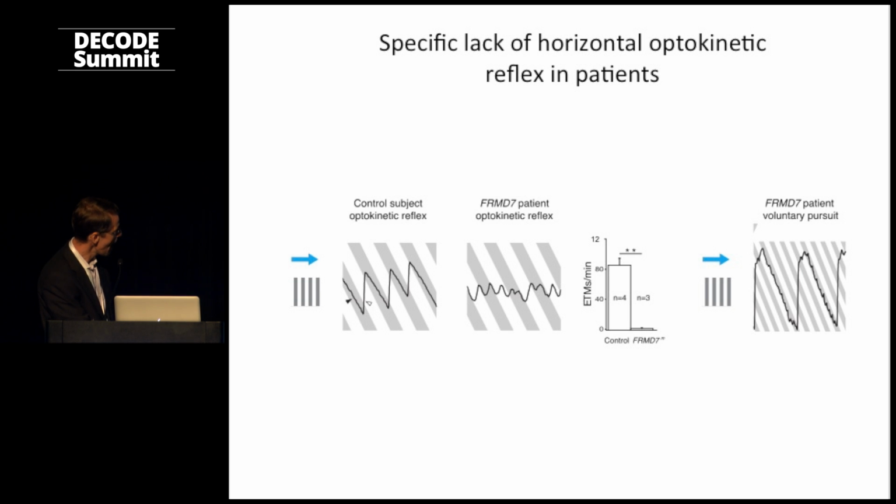So what your eye would do when you have horizontal motion is follow the scene and jump back. And this is completely missing in patients. What you see is these oscillations. Indeed, in the stimulus, there's zero following. However, and that was the key insight, my postdoc asked the patients to actually follow the stripes voluntarily. They easily and beautifully followed the stripes. So the reflex is missing, but the motor system and the voluntary motion are completely there. Amusingly, if you do the same experiment in the vertical domain, everything is completely normal. So this is only the specific lack of the horizontal optokinetic reflex.